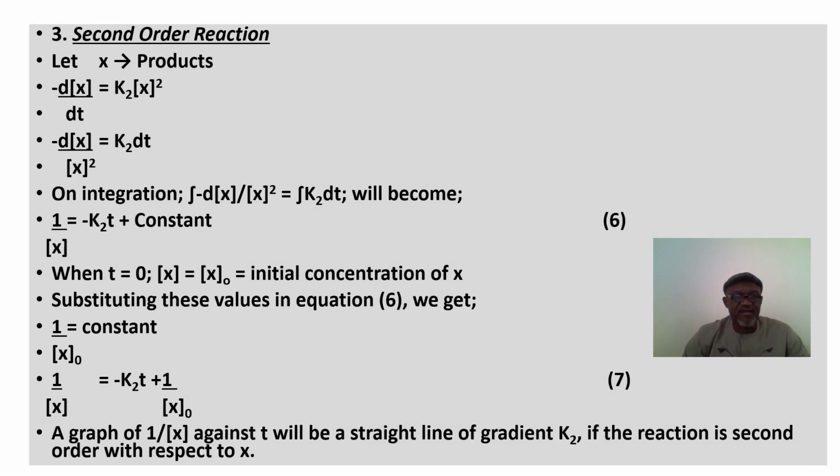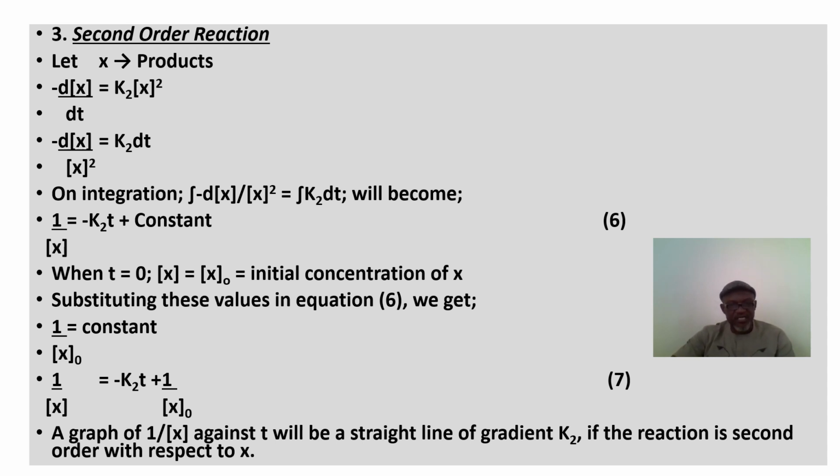Now for second order reaction, x to product. We'll do the same thing, except that here we'll now have minus dx over dt will be equal to k2 x to power 2, because we're talking about second order reaction. So we'll cross multiply, collect like terms: minus dx over x squared will be equal to k2 dt. And we integrate. If we integrate, we'll have 1 over x equal to k2t plus constant.